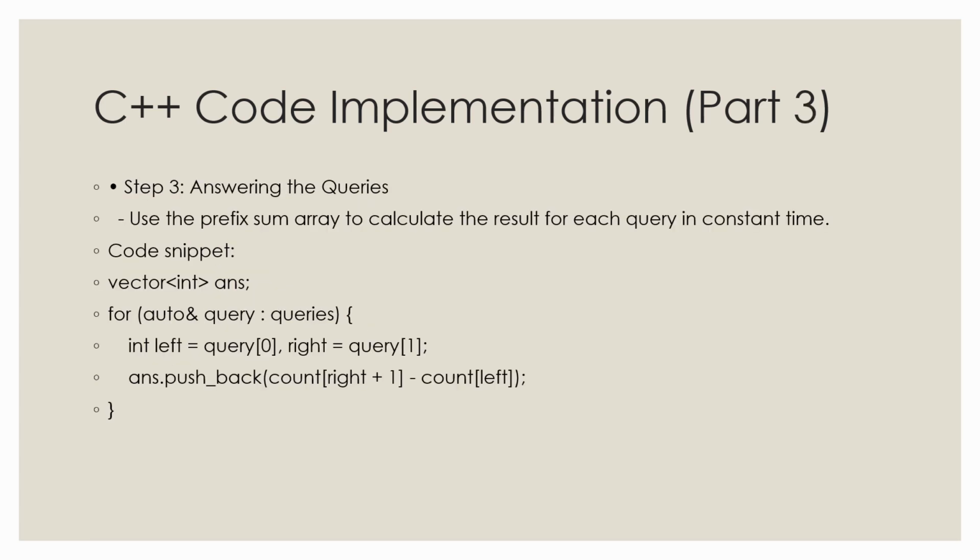Now let's move to the final part of the code, where we answer the queries. For each query, we simply compute the difference between the relevant prefix sum values to get the count of vowel-only strings in the specified range. This approach ensures that each query is answered in constant time.